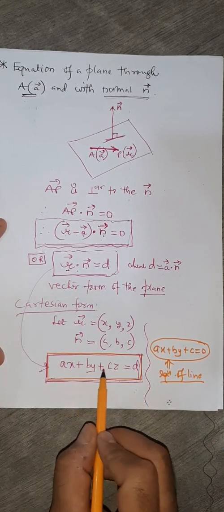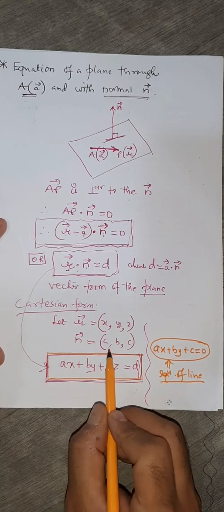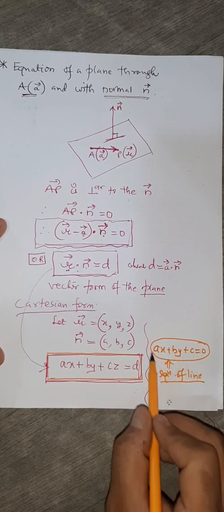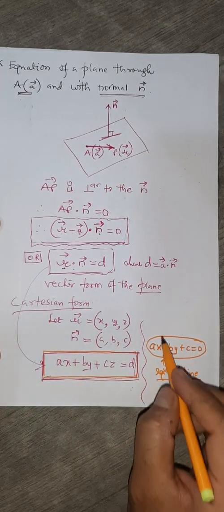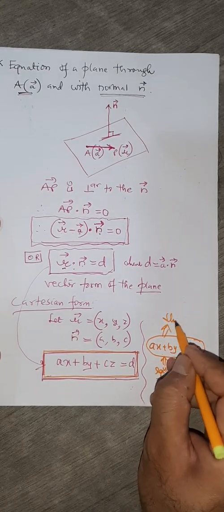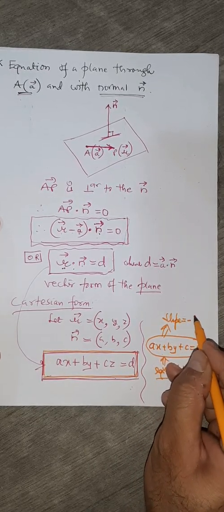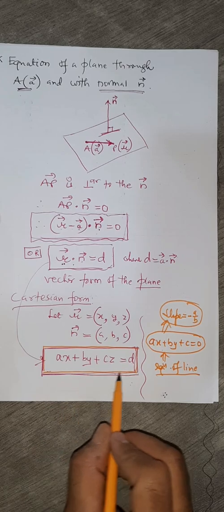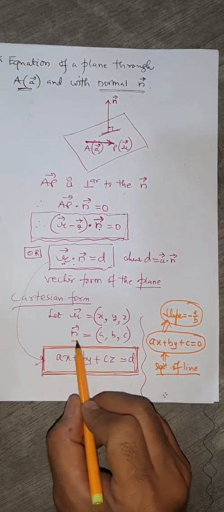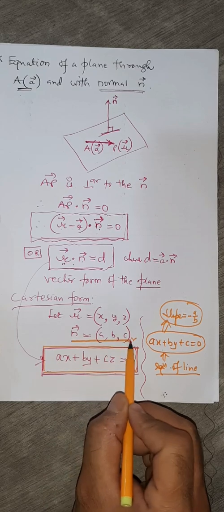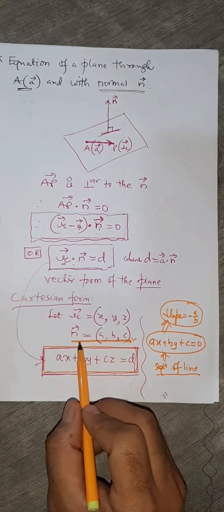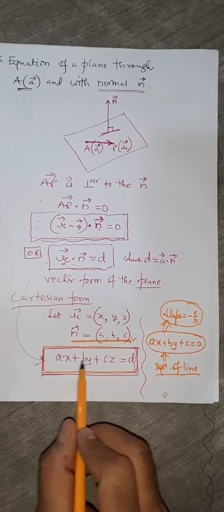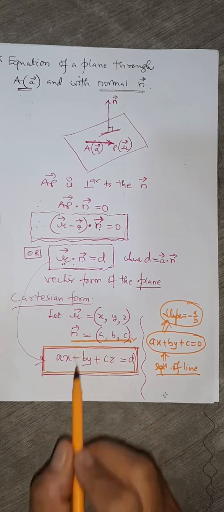What are a, b, c? These are nothing but the direction ratios of the normal to the plane, remember. Here, if you remember, you can find the slope very easily by minus a by b. So from the line you can get the slope. From the equation of the plane you can get the components of the normal, that is the direction of the normal to the plane. That is also called direction ratios. That is nothing but the coefficients of x, y, z. What are the coefficients of x, y, z? a, b, c. That is nothing but the normal to the plane.